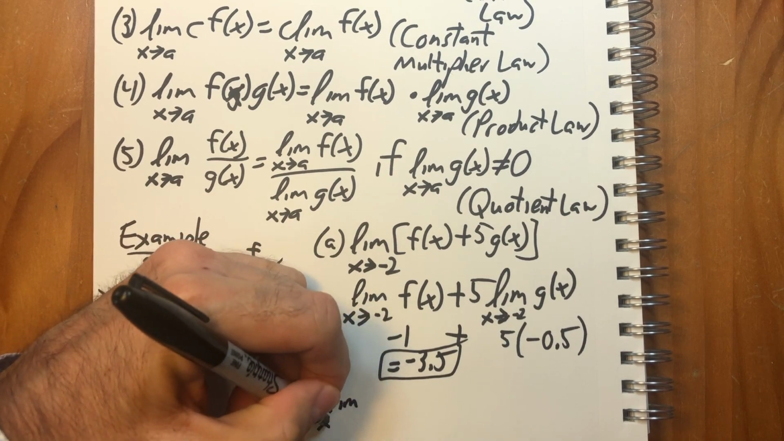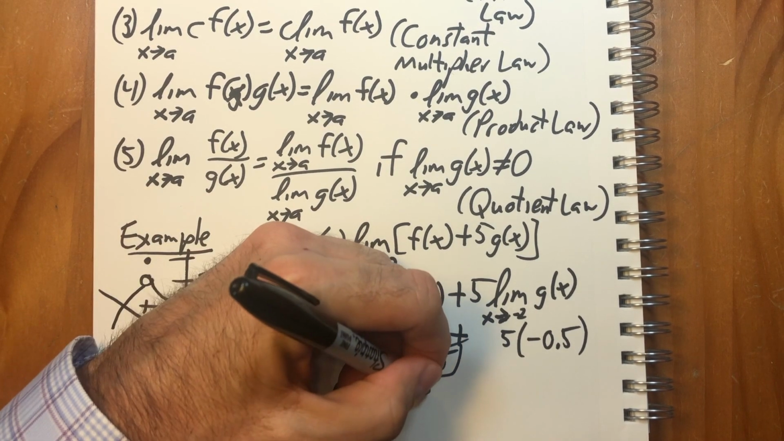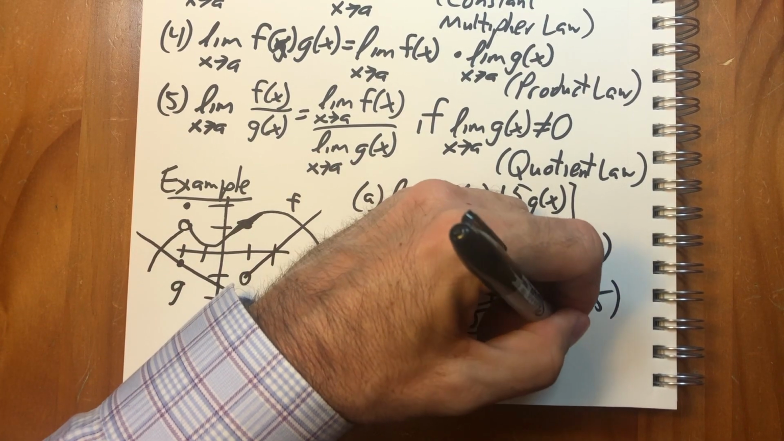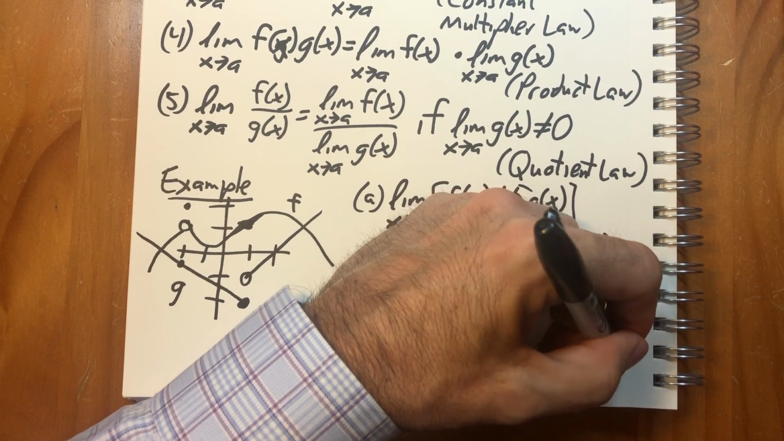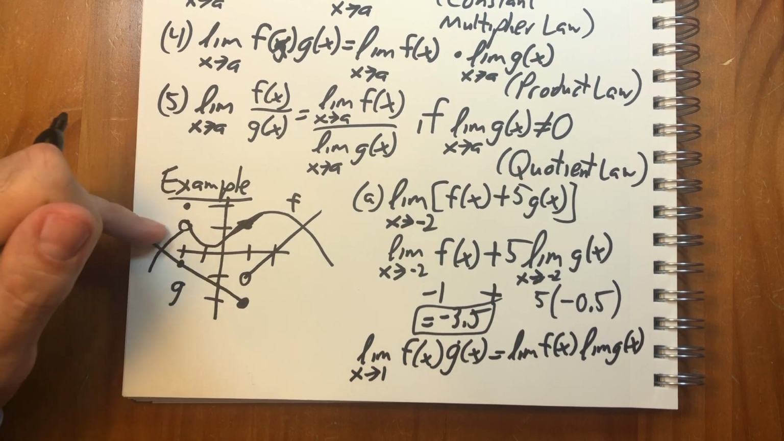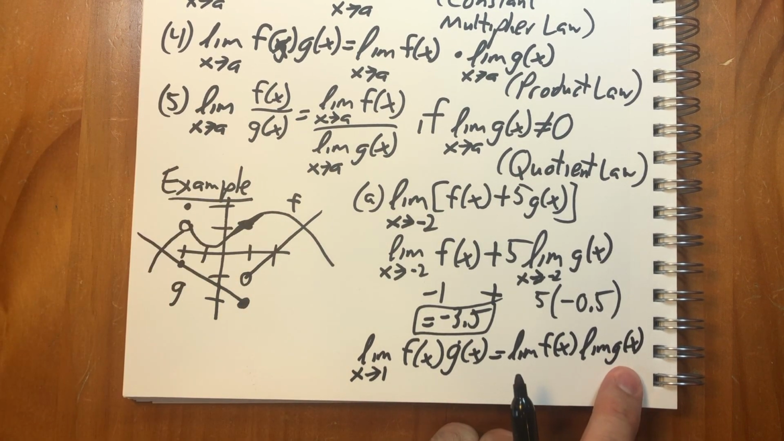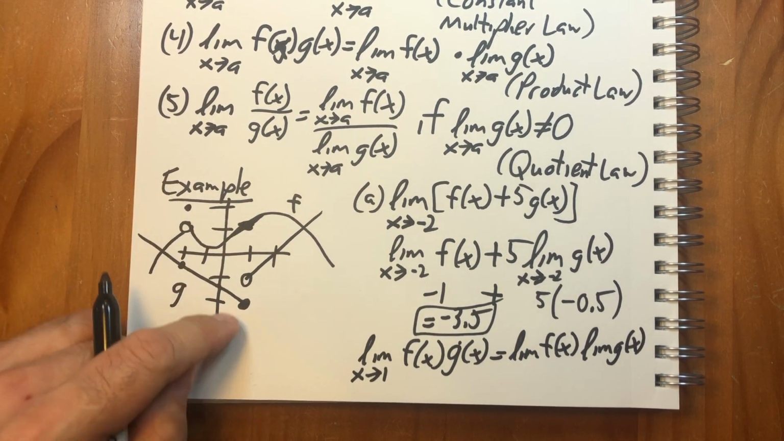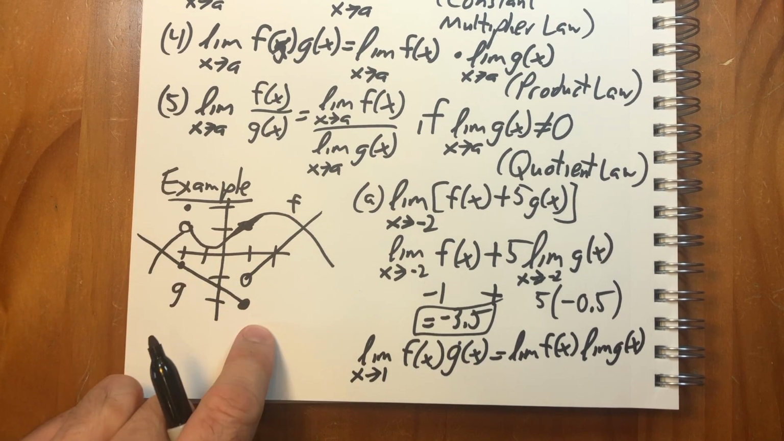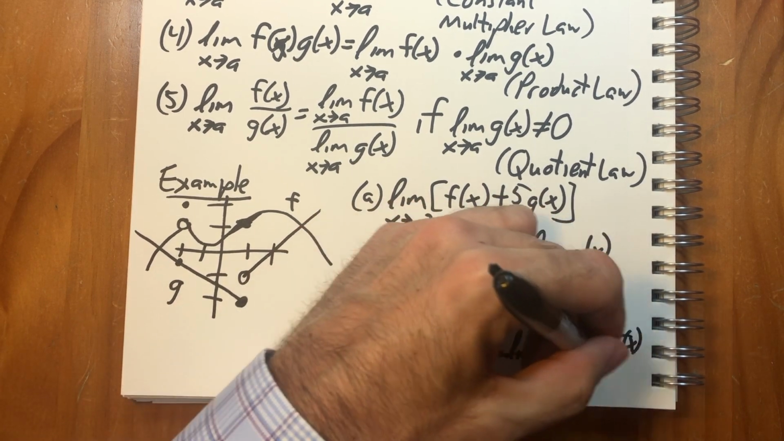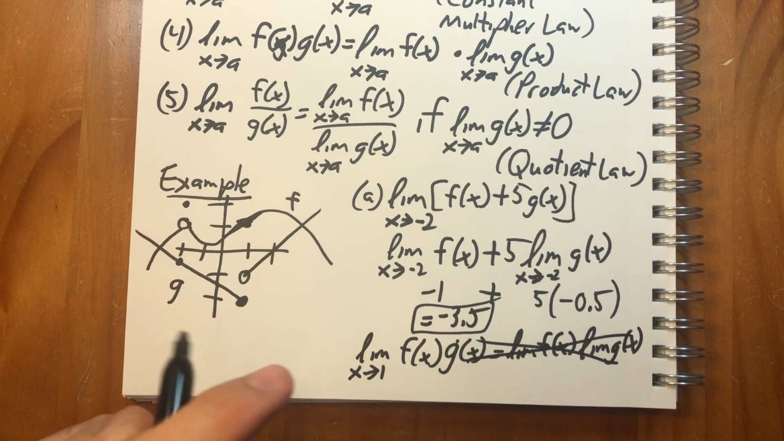What if we had the limit as x approaches 1 of f of x times g of x? Here we can rewrite this as the limit of f of x times the limit of g of x. Or can we? What's the limit of f of x at 1? It is 1. The limit of g of x at 1 depends on which direction you go. If you're coming at it from the left, it's -2. If you're coming at it from the right, it's -1. That means the limit of g of x at 1 does not exist. So since the limit of g at 1 doesn't exist, we can't use the product rule here.